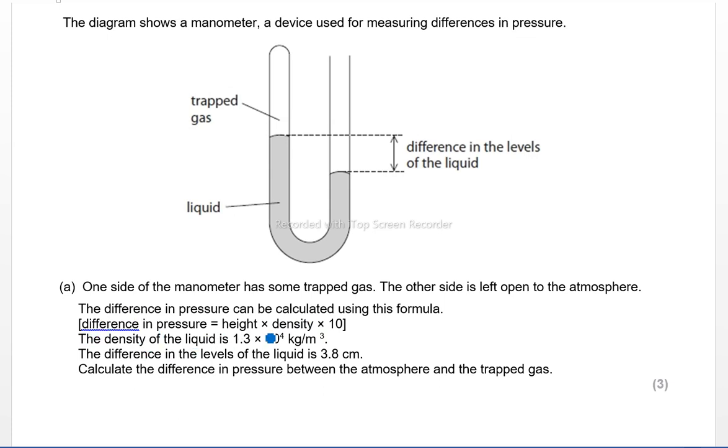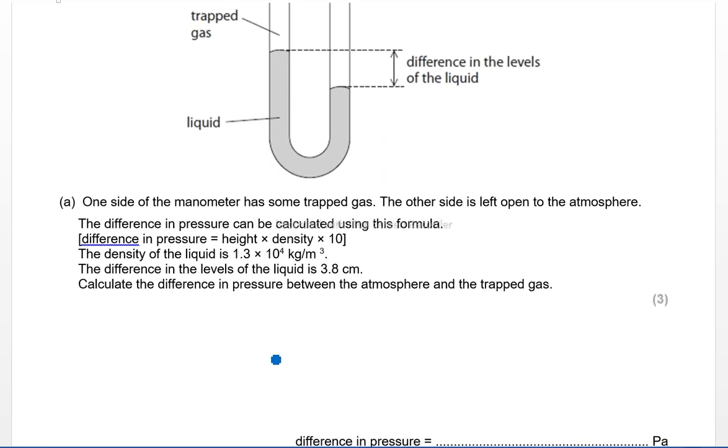They say in the question that the density of the liquid is 1.3 into 10 to the power 4 kilogram per meter cube. The difference in the levels of the liquid is 3.8 centimeters. That means to calculate the difference in pressure between the atmosphere and the trapped gas, it's simply the change in the heights of the liquids that matters for the pressure difference between the two air columns. Delta P is equal to delta h rho g. So the height is 3.8. Again, this is given in centimeters, so you have to divide by 100 to convert into meters. The density is 1.3 into 10 to the power 4 multiplied by the gravitational acceleration.